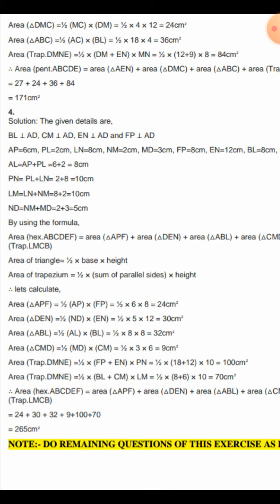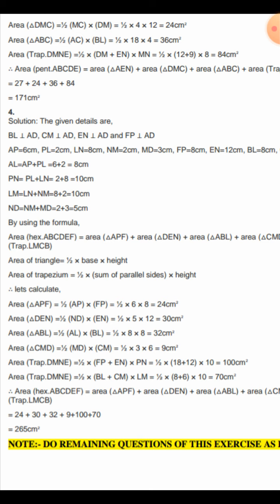Now by calculating, area of triangle APF is half into AP into FP, equals half into 6 into 8, that is 24 centimeter square. Then area of triangle DEN, half into ND into EN, that is half into 5 into 12 equals 30 centimeter square. Now area of triangle ABL equals half into AL into BL, that is half into 8 into 8, 32 centimeter square. Now area of CMD equals half into MD into CM equals half into 3 into 6, that is 9 centimeter square.